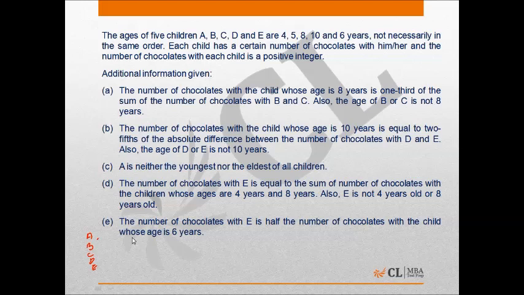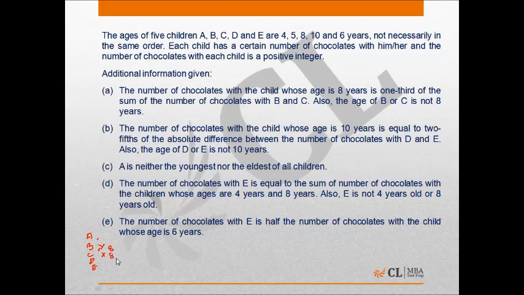Here it says the number of chocolates with the child whose age is 8 years is one third the sum of the number of chocolates with B and E. Also, the age of B or C is not 8 years. From here, it becomes obvious that the age of B is not 8 years, and the same goes for C also.